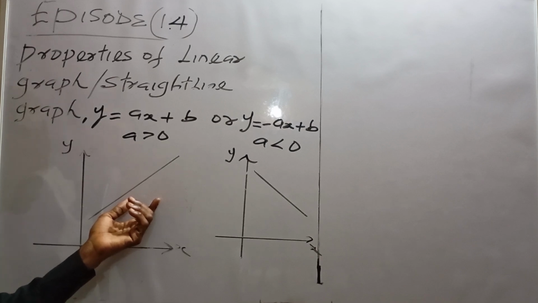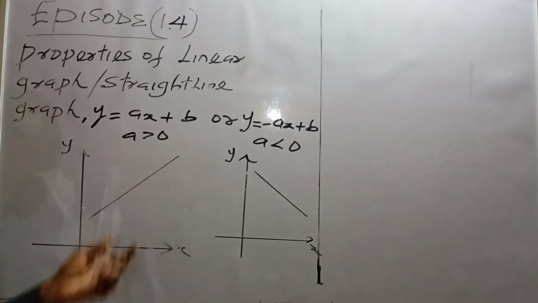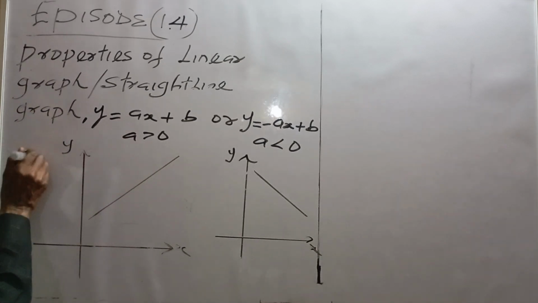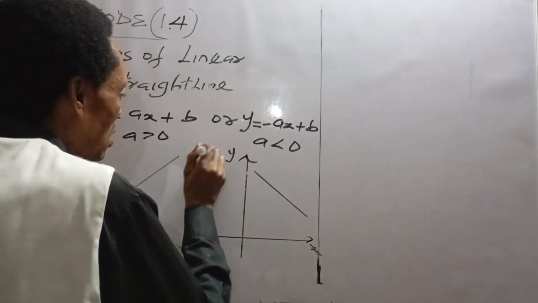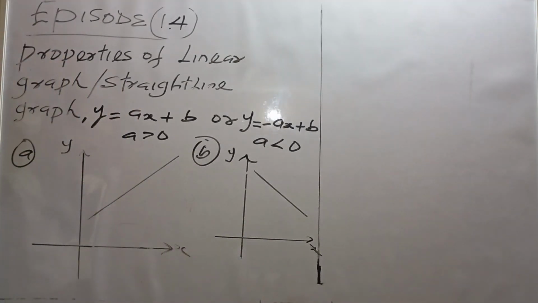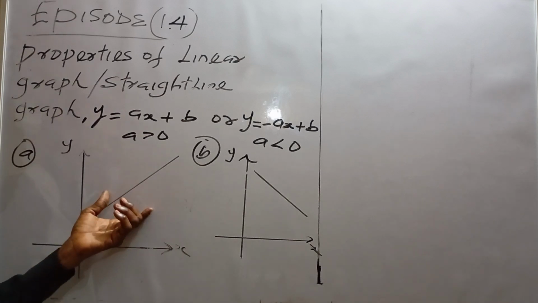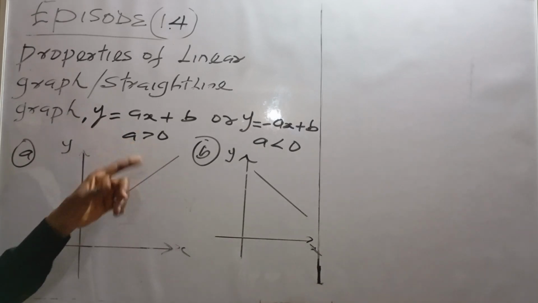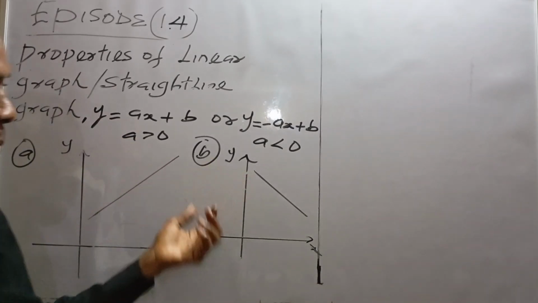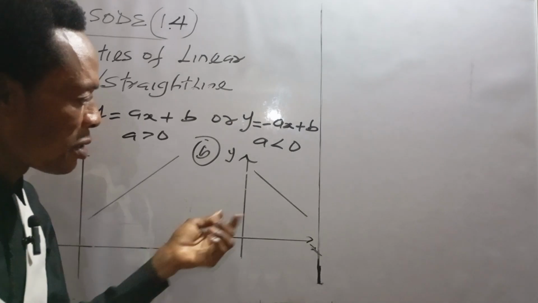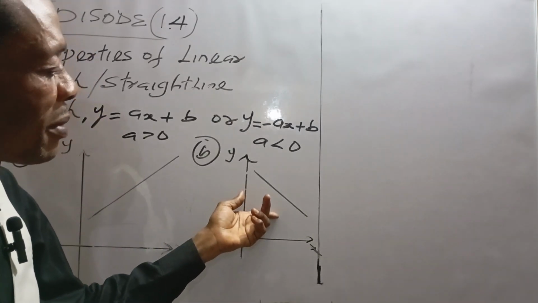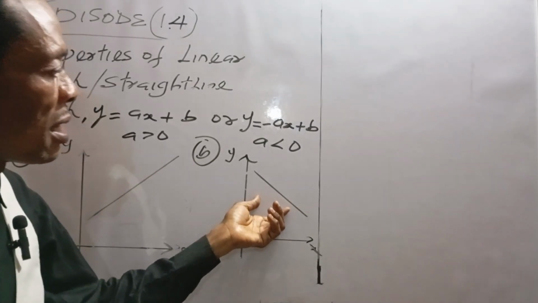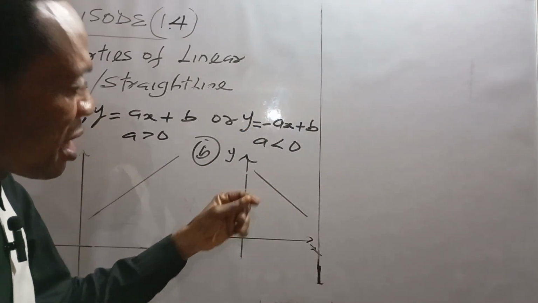A linear graph is made up of the positive gradient, which is the first one. Let's take it as A, and here let's take it as B. In the first graph, this one represents the positive gradient of a straight line, in which A is greater than 0 or A is positive. And in graph B, you discover that the line slants back, it falls to the left-hand side, which implies that A is less than 0.